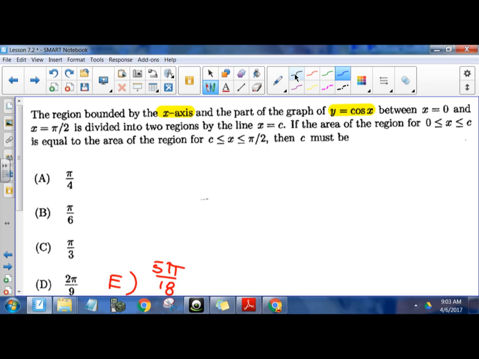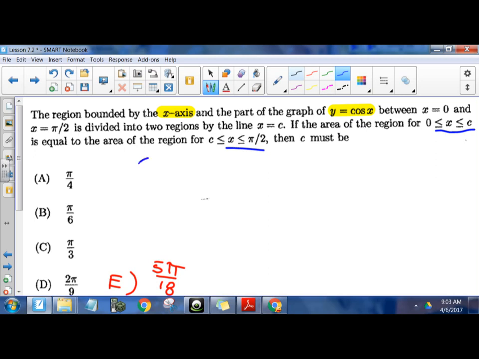So, one thing that's nice about this problem is it's the region between the x-axis and cosine. So it's old school integration, very easy integration. But what we're doing is splitting this thing at c. And the question is nice enough to even outline the bounds for you.